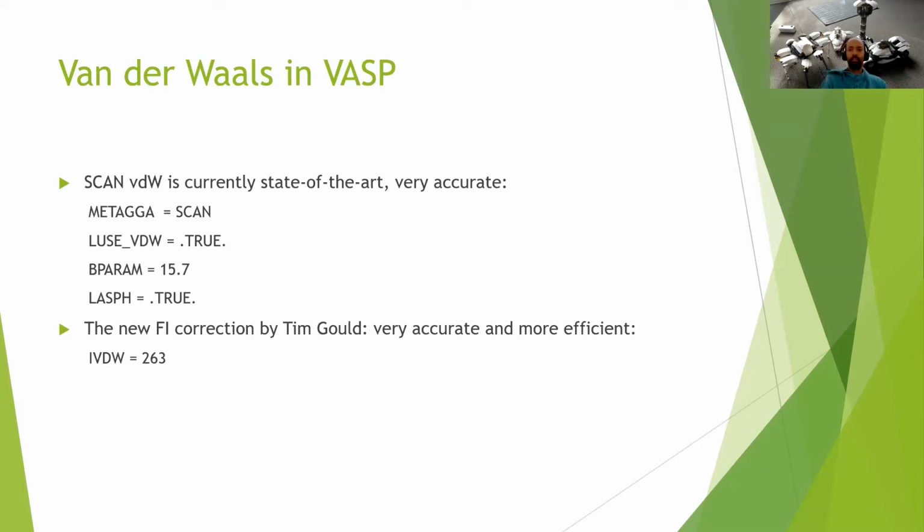a very highly accurate van der Waals interaction introduced by my colleague here in Brisbane, Tim Gould. He called it the FI correction method, and you can switch it on by setting IVDW to 263 in VASP. The cool thing about this one is that for 2D materials it competes with the accuracy of SCAN, but it's more efficient, so it's actually much quicker. And I've studied how competitive the FI method is, in terms of accuracy, compared to the other van der Waals methods available in VASP.